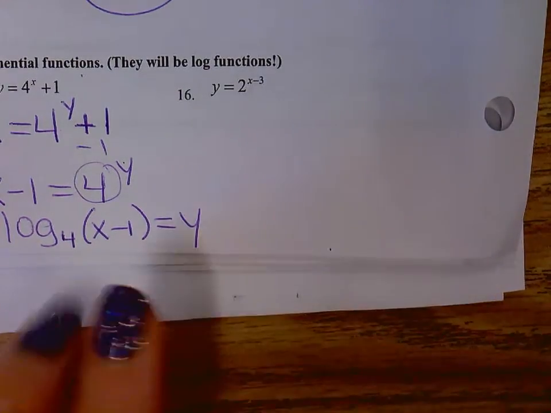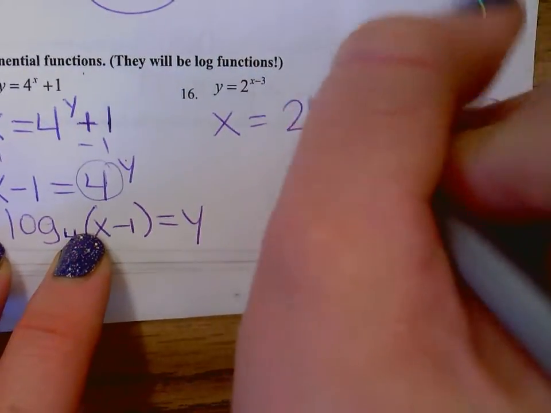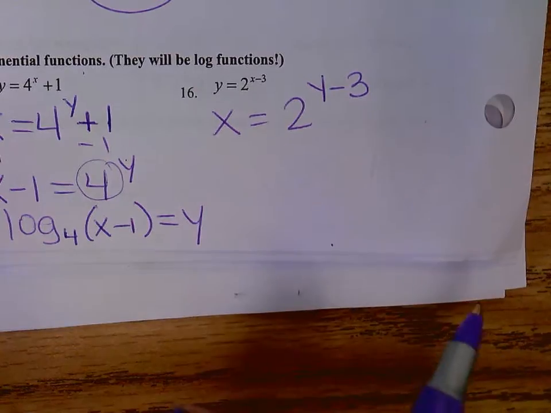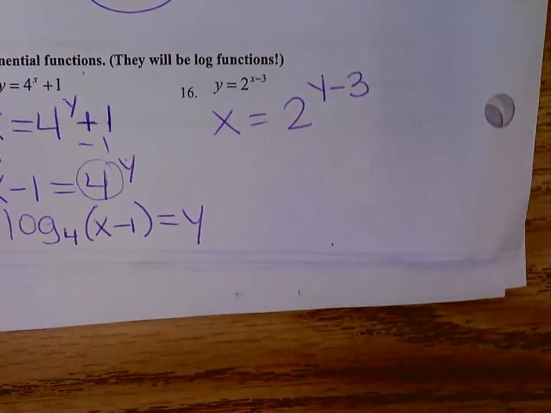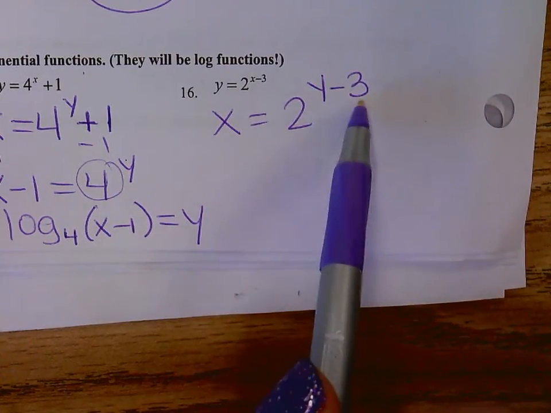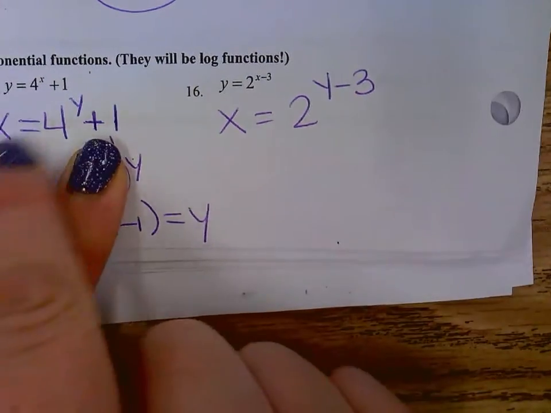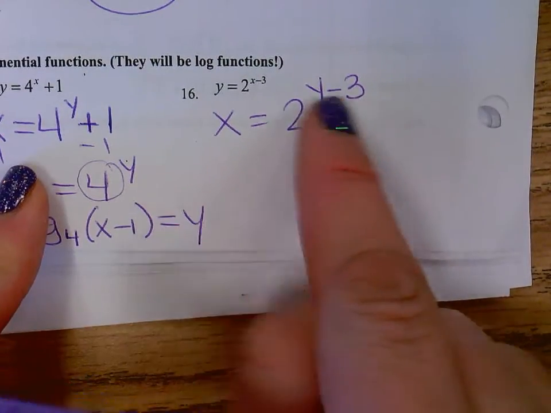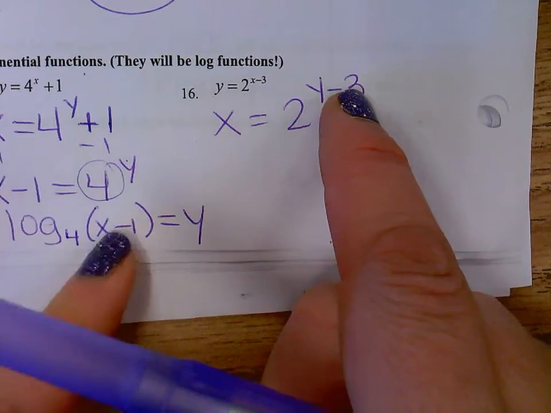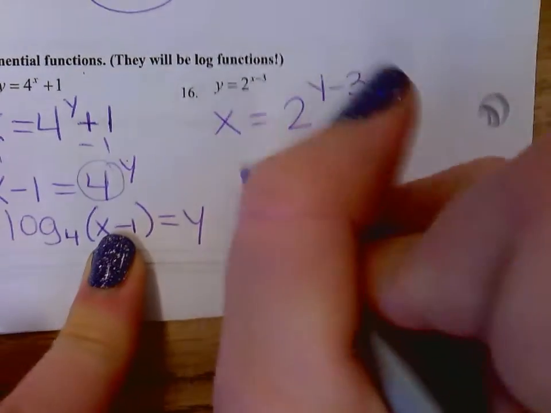So I switch x with y. I see if there's anything I can move to the other side. You should not have added 3 at this step. See how this plus 1 was outside of the function, minus 3 is inside the exponent. So it's actually at this step you're going to switch forms.